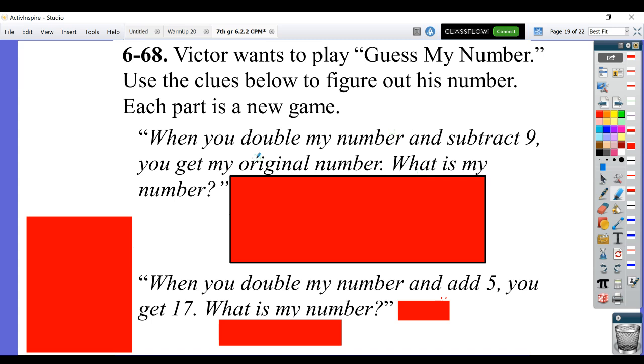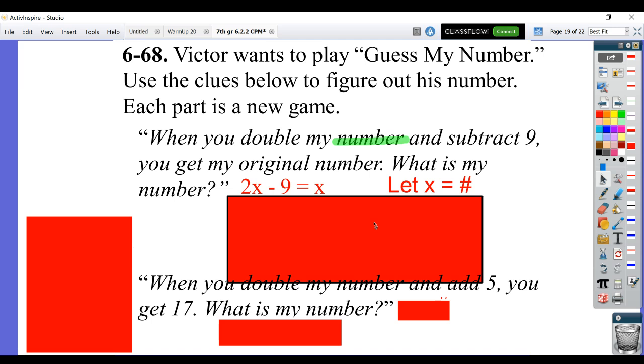Again, if you would try to solve it algebraically, for the phrase "my number" you would use the variable x. But again, you could also try to reason it out since they're not expecting you to necessarily solve it algebraically yet. If you were going to solve it algebraically, you'd write it in this way. You'd say let x be my number, and then doubling it would be 2x, subtracting 9, and I'm getting my original number. So when I double it and subtract 9, I get my original number, which is back to x. So that would be the way to solve that algebraically if you choose to do it that way.